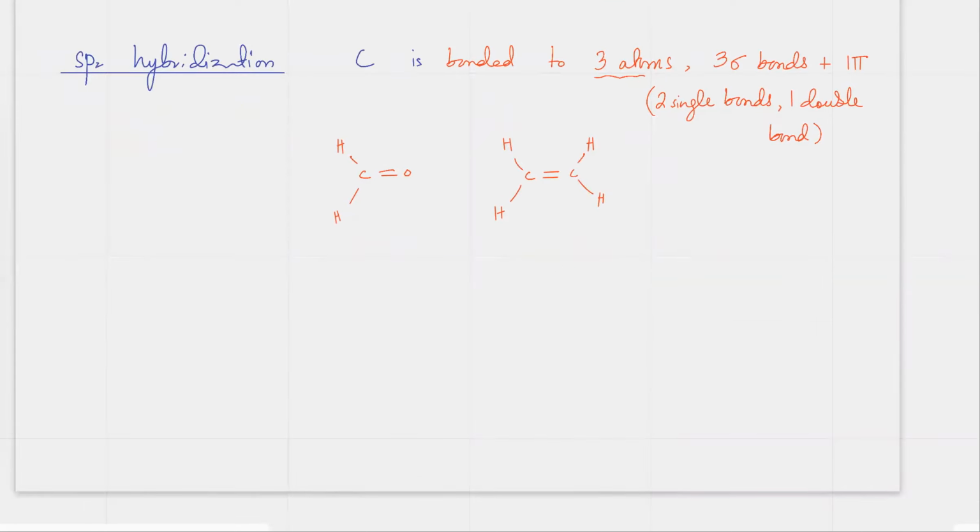So what happens in this case? Again, carbon has 4 electrons in its outer shell. It's 2s1, 2px1, 2py1, and you've got 2pz1. So you've got these 4 electrons. But right now, if you look at carbon, around carbon there are just 3 atoms.